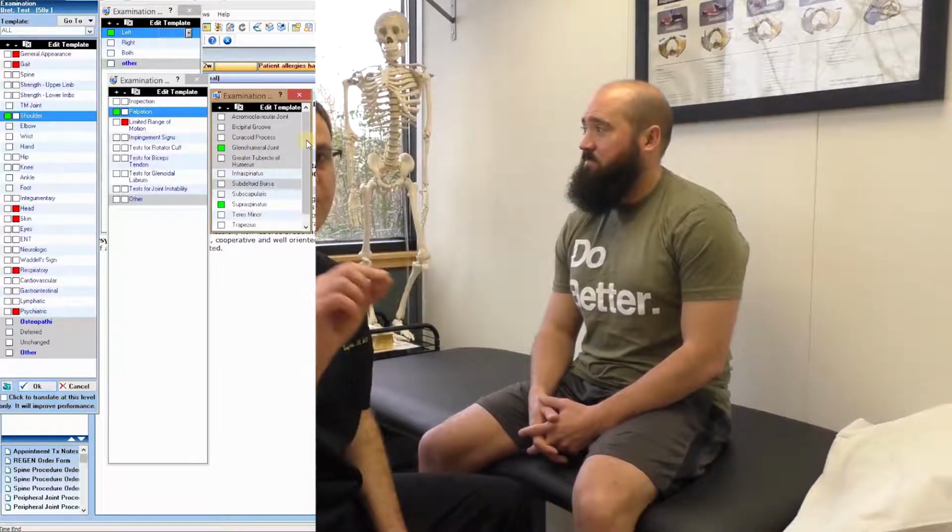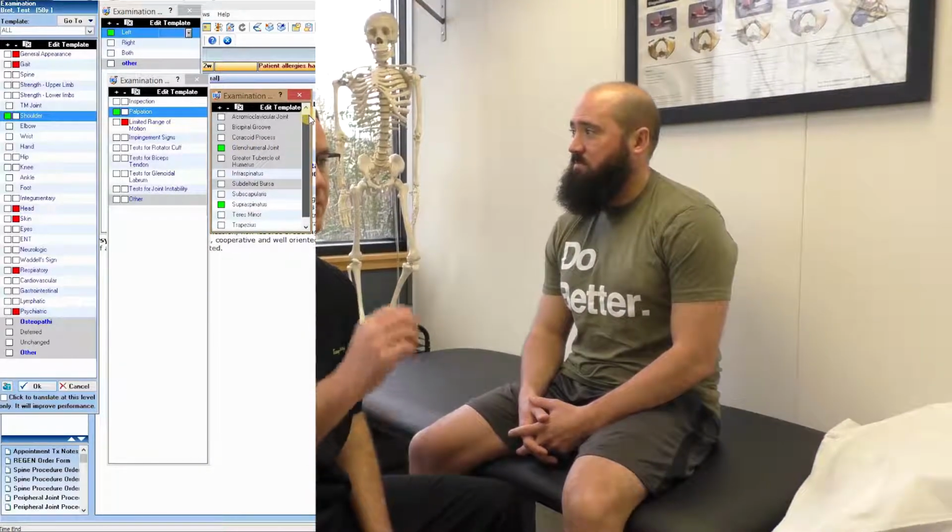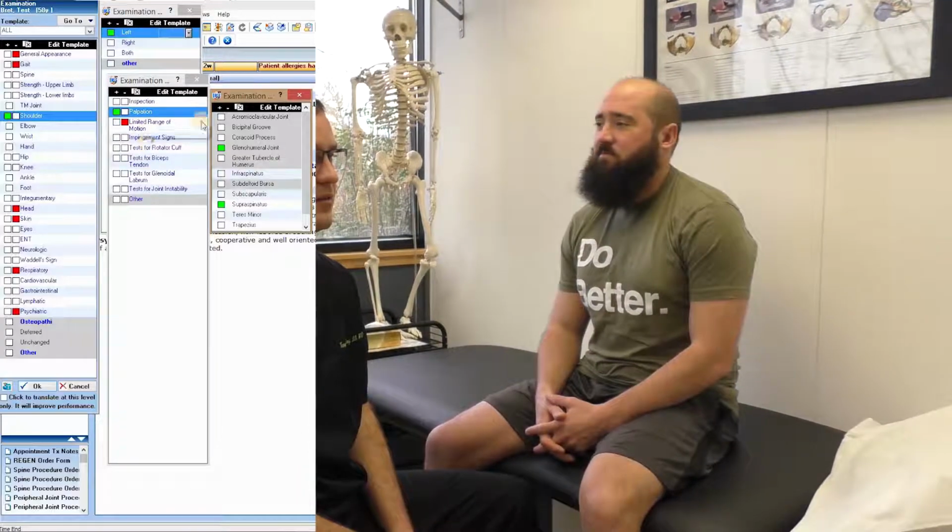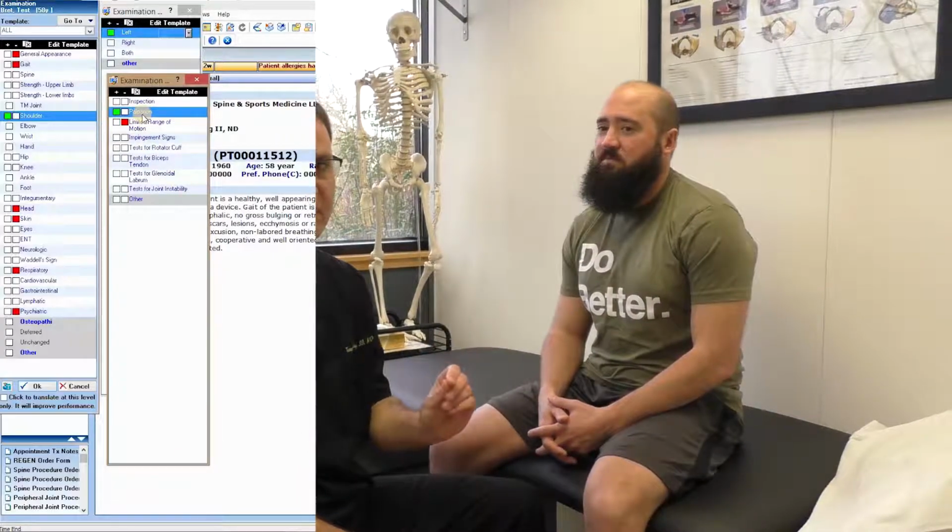And there are check boxes in the IMS basic exam flow that'll be really simple and really quick to document that.